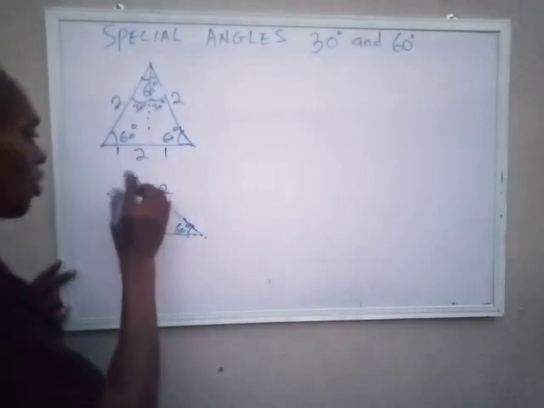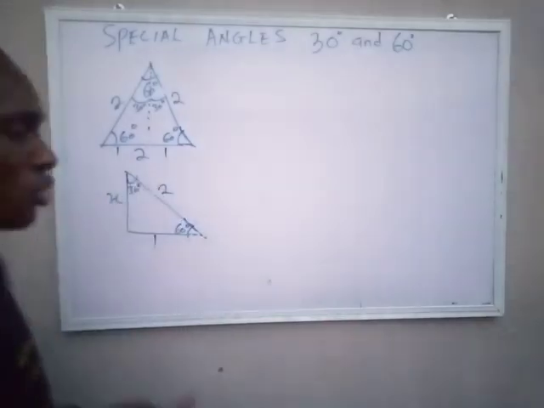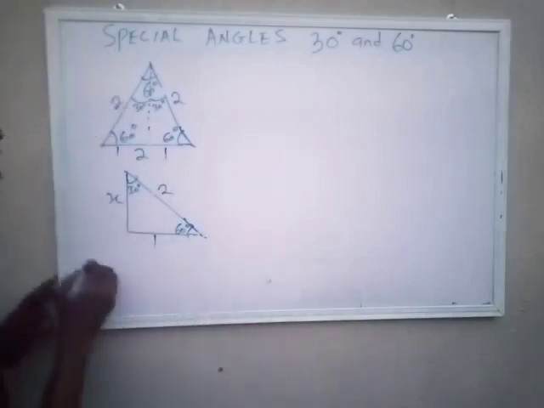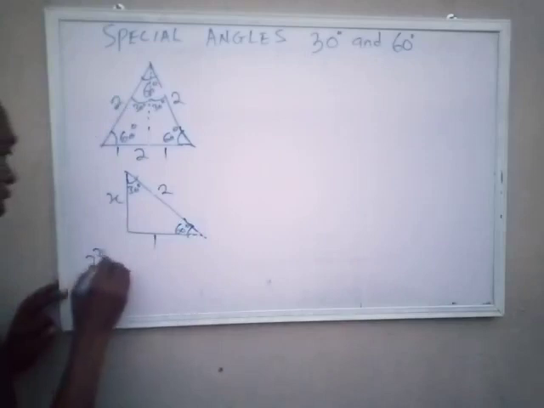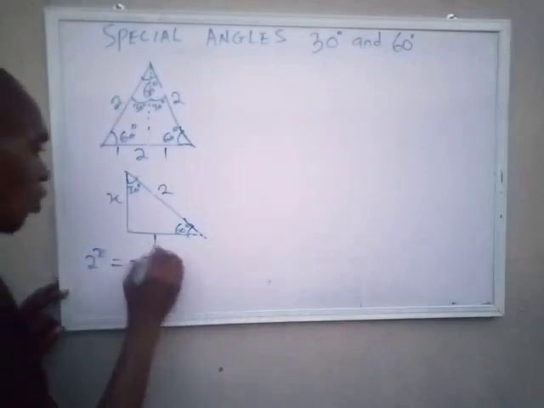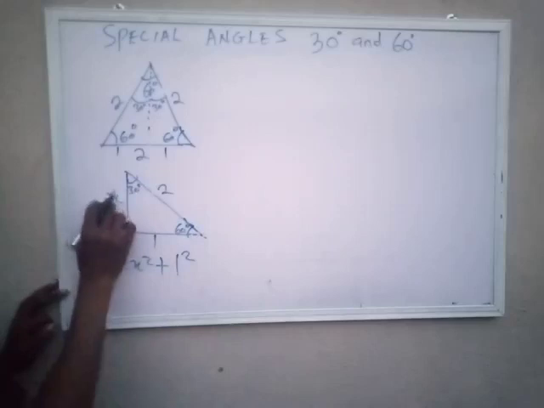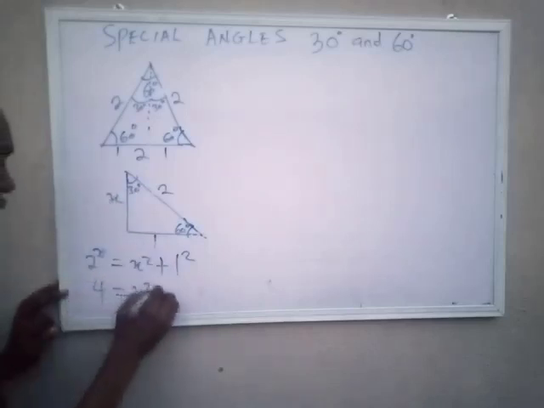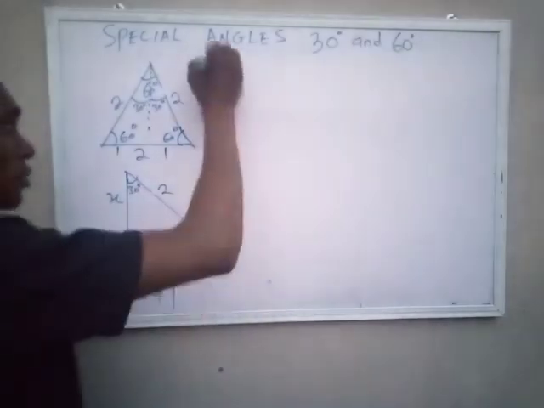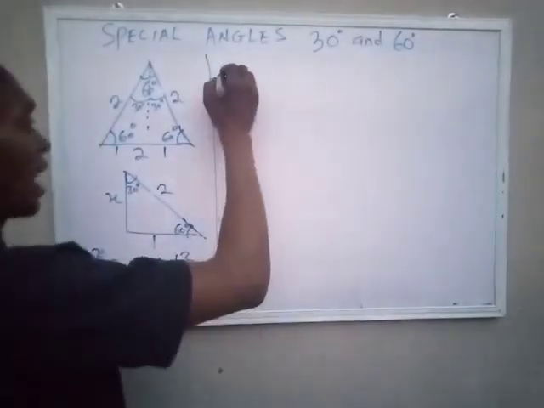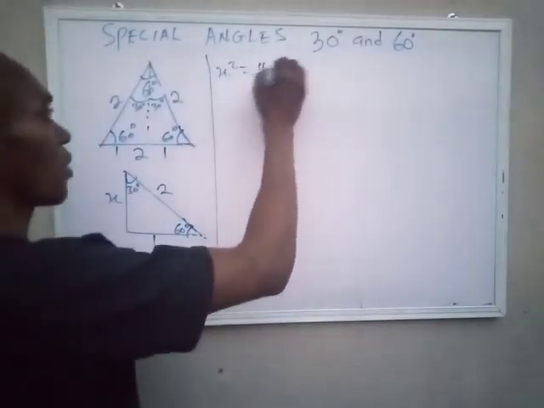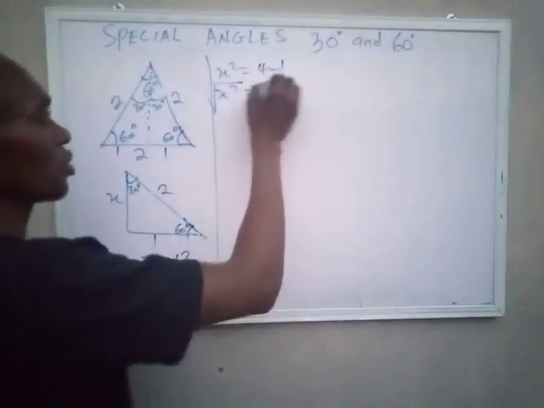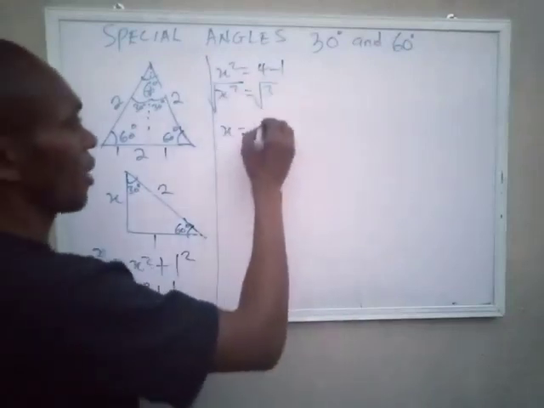Now we apply the knowledge of Pythagoras theorem. In Pythagoras theorem, we said the square on the hypotenuse is equal to the sum of the squares on the other two sides. So we have 2 squared equals x squared plus 1 squared. So 2 squared is 4, equals x squared plus 1 squared, which is 1. Now we collect like terms. We have x squared equals 4 minus 1, so x squared is 3. We take the square root of both sides. We have x equals root 3.